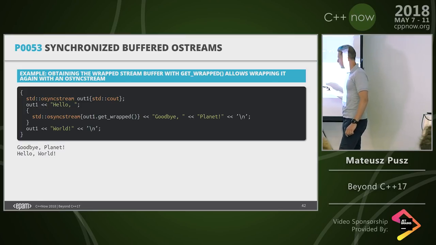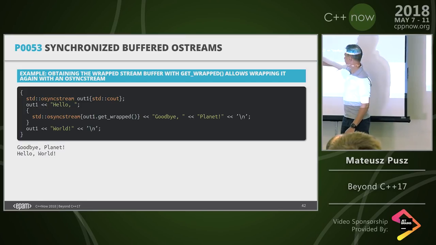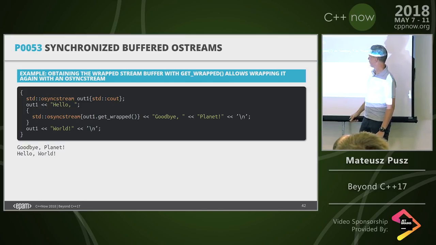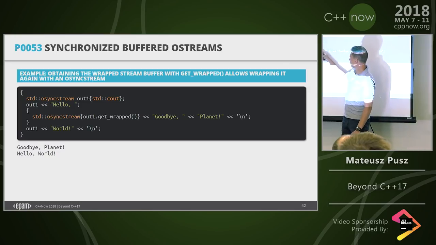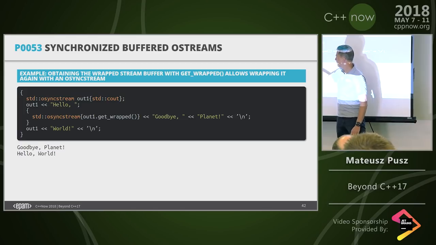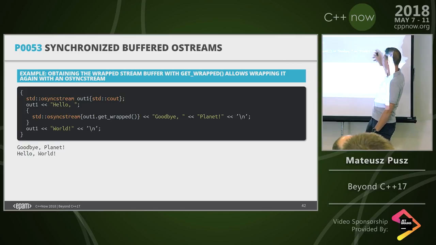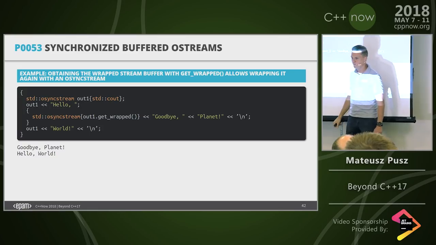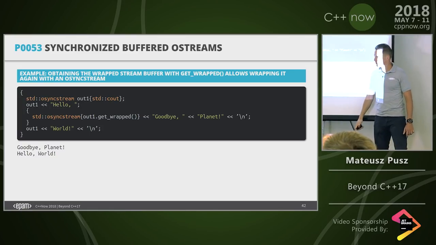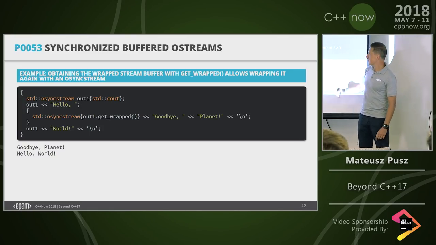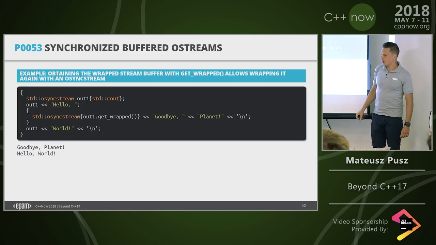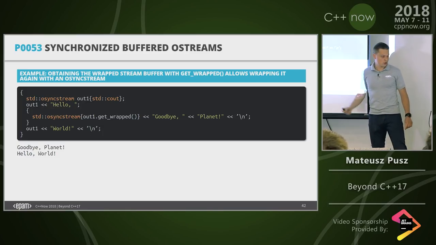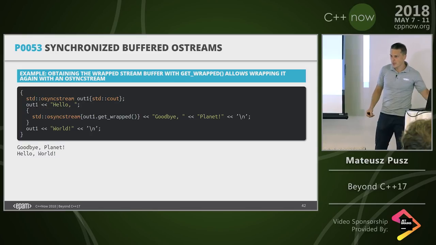Another example, you can get the wrapped stream, so basically the cout from this out one, to create another sync stream and type something here, and you can see that it doesn't interleave with each other on the output. As I said, it's being passed atomically to underlying streams, so it should work also in a multi-threaded environment.